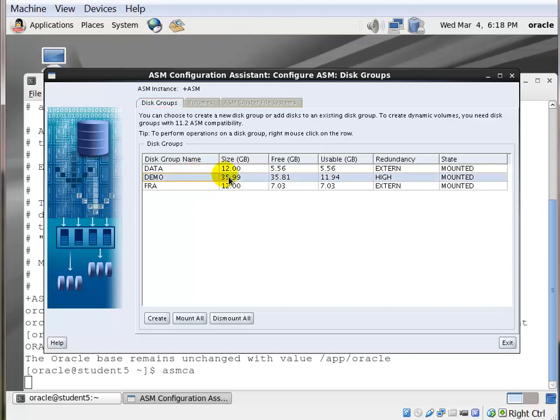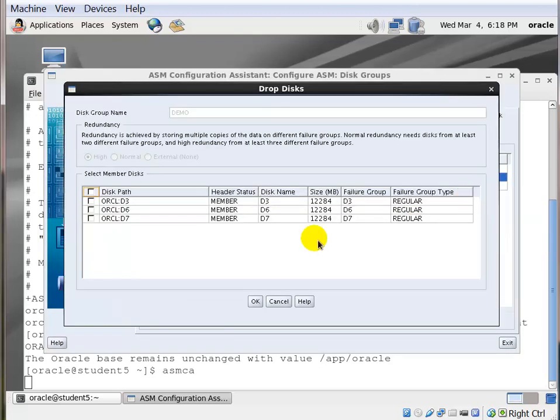a demo disk group. Note how it's currently set in a high redundancy mode. Okay. It's currently mounted. Okay, you can add additional disk if you have disk available. We really can't drop any of the disk, right? Because it's high redundancy. Dropping one. Let's see what happens when we try to drop one.